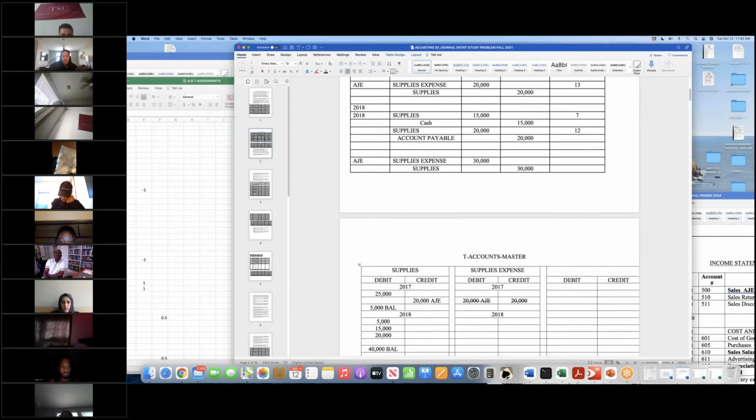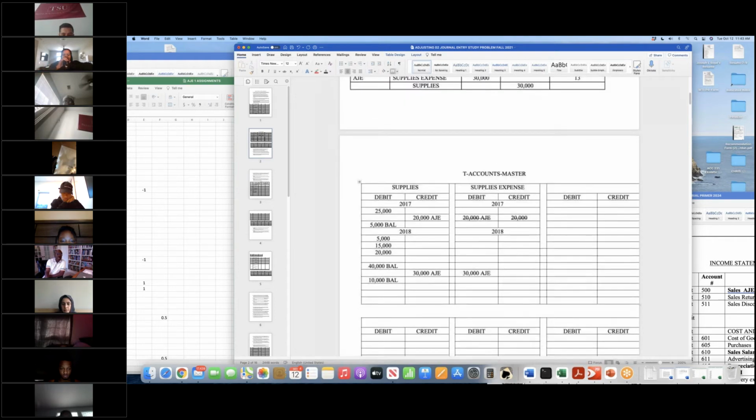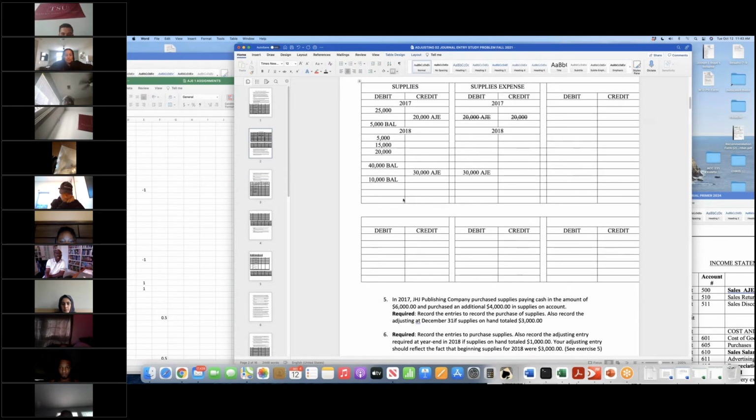So we said this is a type 13, didn't we? Yes, it's type 13. So when we do our posting, let's post this entry. For the supplies expense, we debited $30,000. And what are you going to credit? Supplies for $30,000. And that's the AJE. But it's just a journal entry with a debit and a credit. It has to be posted. So now it makes this balance.